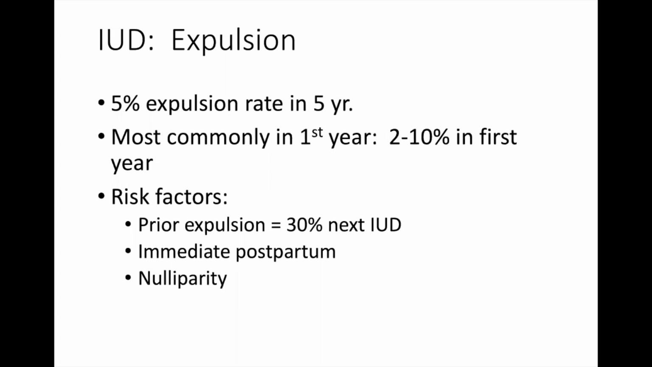IUD expulsion rate: 5% expulsion rate in 5 years, most commonly in the first year of use, about 2 to 10% in the first year. Risk factors: of course, if someone had a prior expulsion, her risk of having another one is going to be 30%. Also immediate postpartum insertion or nulliparity.